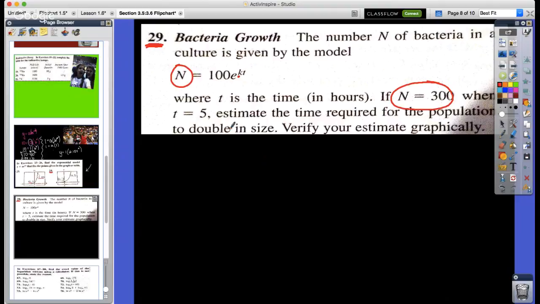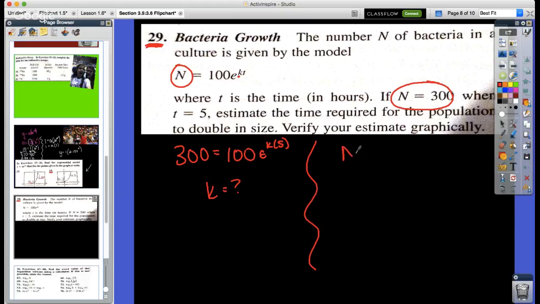So again, if we know N is 300 when T is 5, we'll kind of start that off for you. So we'll have 300 equals 100 e to the K times 5, because 5 is T, right? We can find what K is. Once I find what K is, I can plug it into a new equation to see when it is going to double in size.